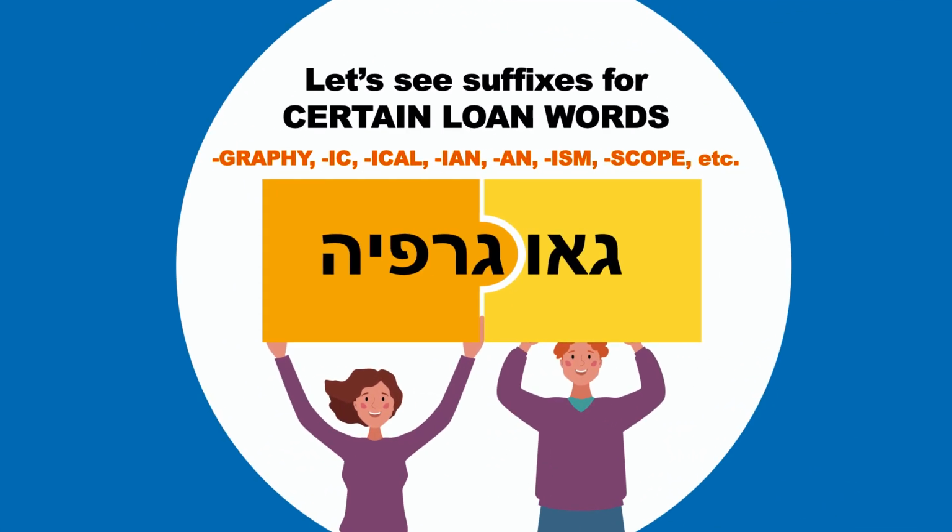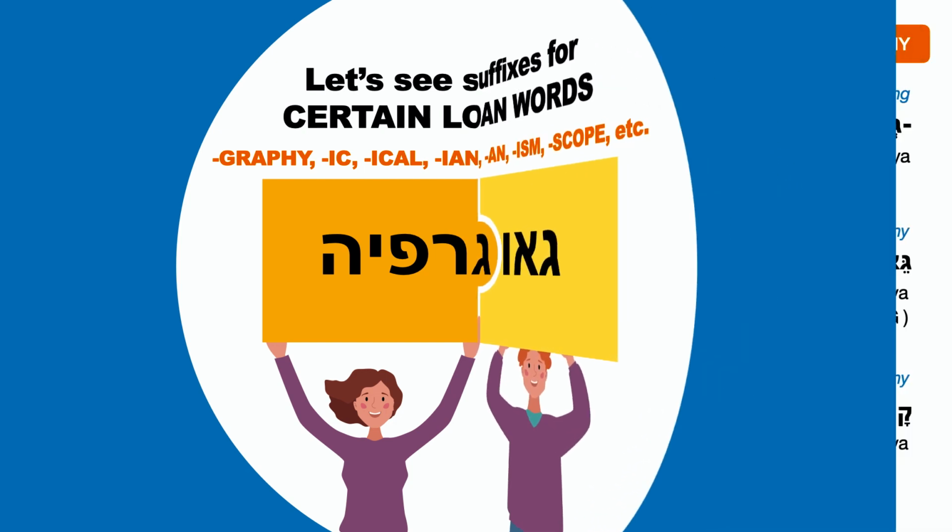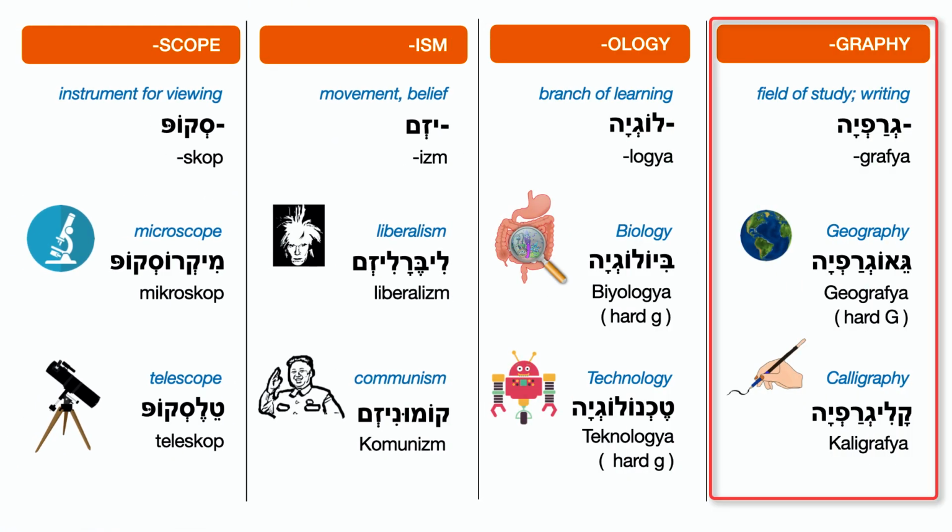Now let's see how we pronounce loan words in Hebrew. In English, when a word ends in graphy, that refers to a field of study or writing. In Hebrew, the suffix is graphia. So to say geography, we say geographia. And to say calligraphy, we say calligraphia.